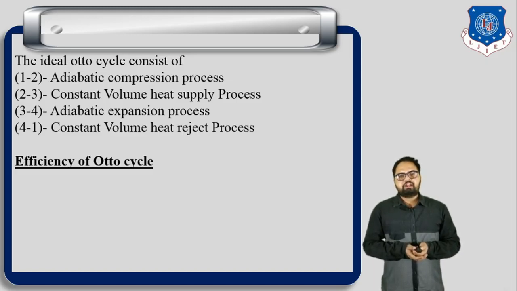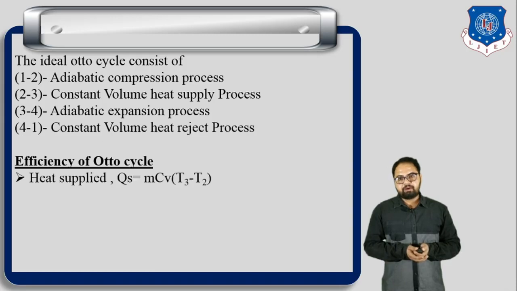So we know that the standard equation for thermal efficiency, eta, is equal to net work done divided by heat supplied. Net work done is Qs minus Qr, divided by heat supplied, that is Qs. So if we want to find out the efficiency of the Otto cycle, then we need the values of Qs and Qr. From this we can easily calculate the thermal efficiency of the Otto cycle.